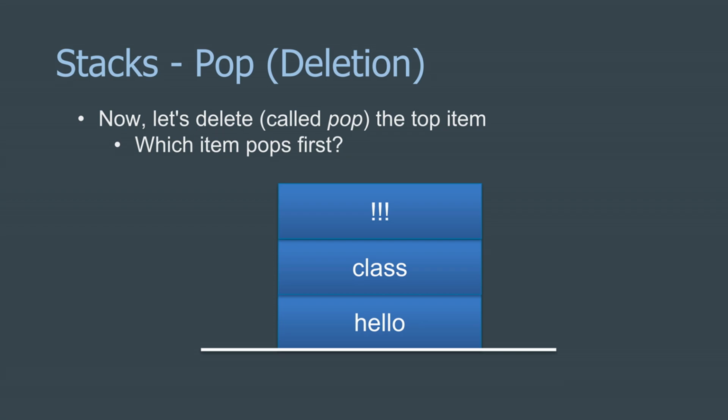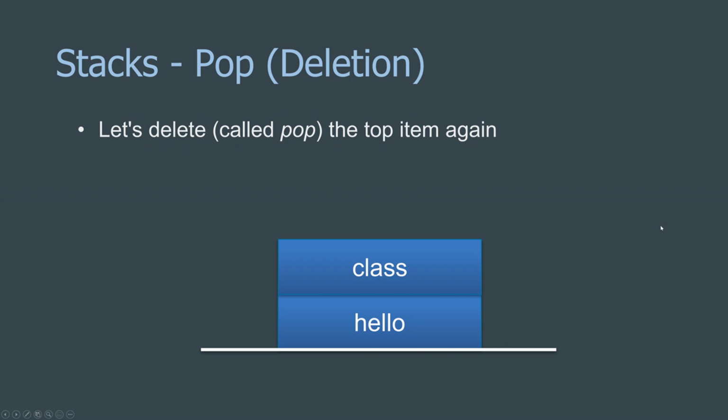I similarly can't remove the hello block because I'd have to hold the exclamation mark block and the class block and lift out the hello block, 3 at the same time, and I can't do that. But I can remove the exclamation mark block. So if I pop from this stack, the element that's going to pop is the exclamation mark block. Okay? And then if I pop again, the only element that I can remove is the class block at this point in time. And then if I pop again, the only element that I can remove is the hello block.